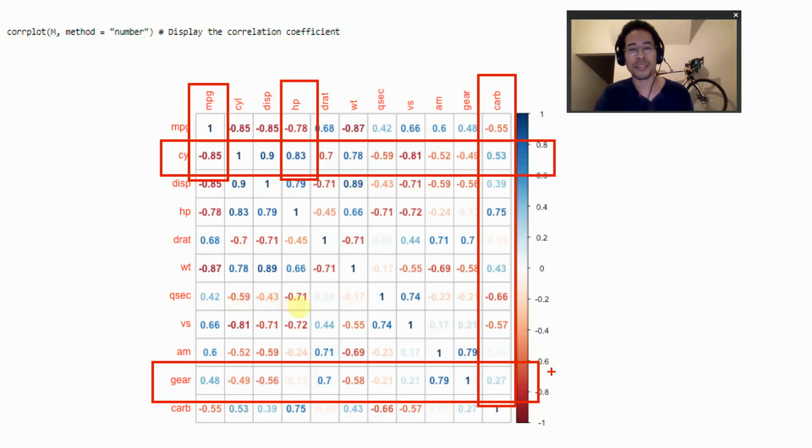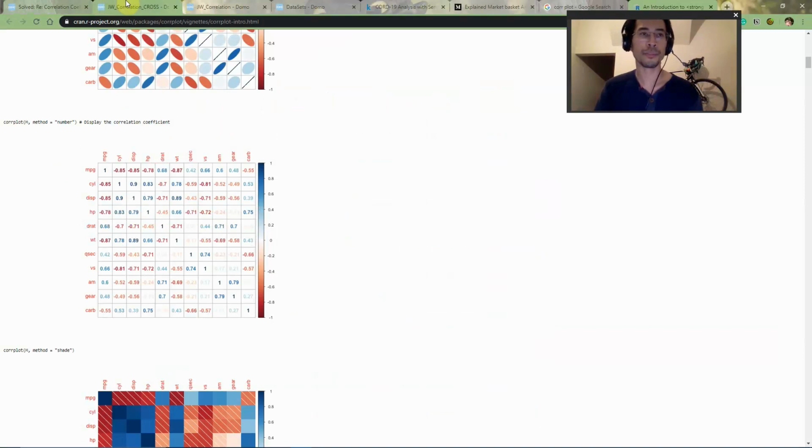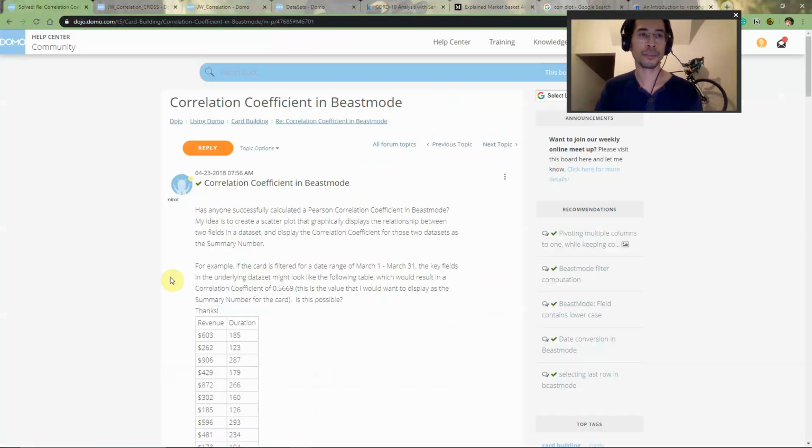This 0.27, what that says is there's a very weak correlation at best. The number of gears in a car is not a strong indicator of the carburetor. I assume that's what CARB stands for. I don't know. But that's a correlation plot. The point of a correlation plot is to compare multiple metrics against each other to say which ones have the strongest relationship to another. And that's what Nighthawk was asking.